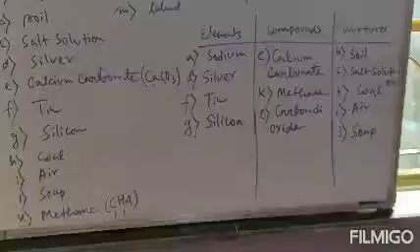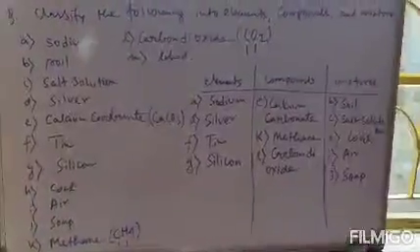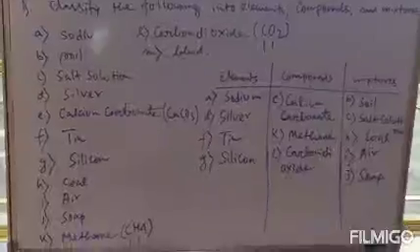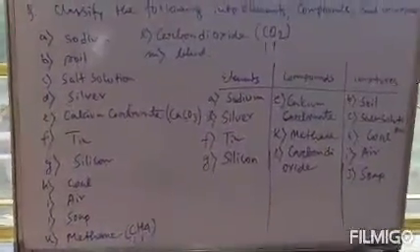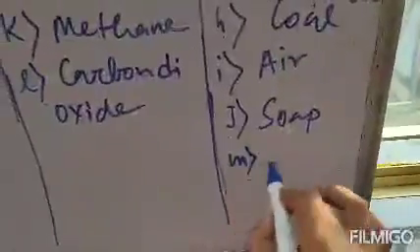Clear? Next one is blood. Blood is definitely a mixture, because the maximum content in blood is water and plasma. There is plasma, there is water and many other fluid substances present in blood. So blood is definitely a mixture.